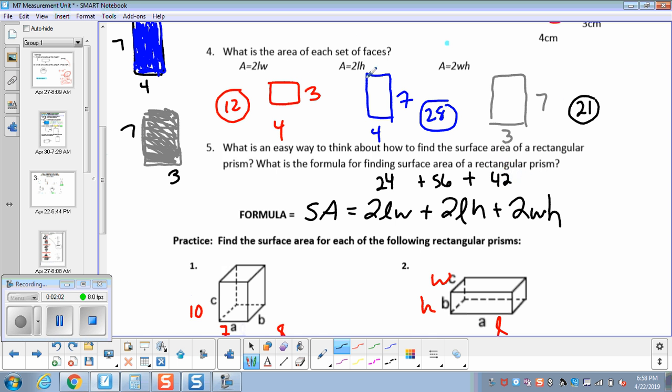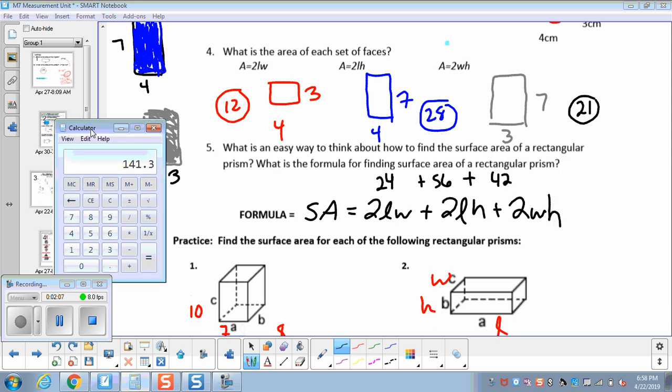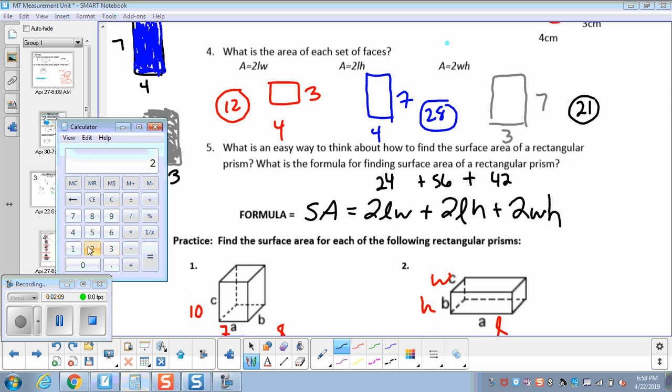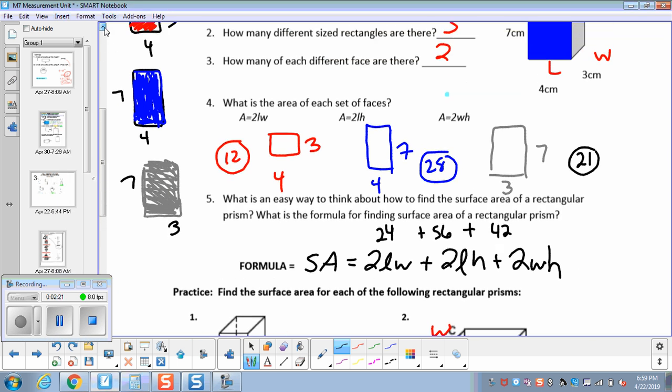So now for the total surface area, all we really have to do is we just have to add up those 3 numbers. Okay? So when we add them up in the calculator, the 24 plus the 56, plus the 42, we get 122. So the total surface area of this prism is 122 square centimeters. Friendly reminder that even though the 2 is right here, the exponent comes after the centimeters, we don't say 122 centimeters squared. We would say 122 square centimeters.